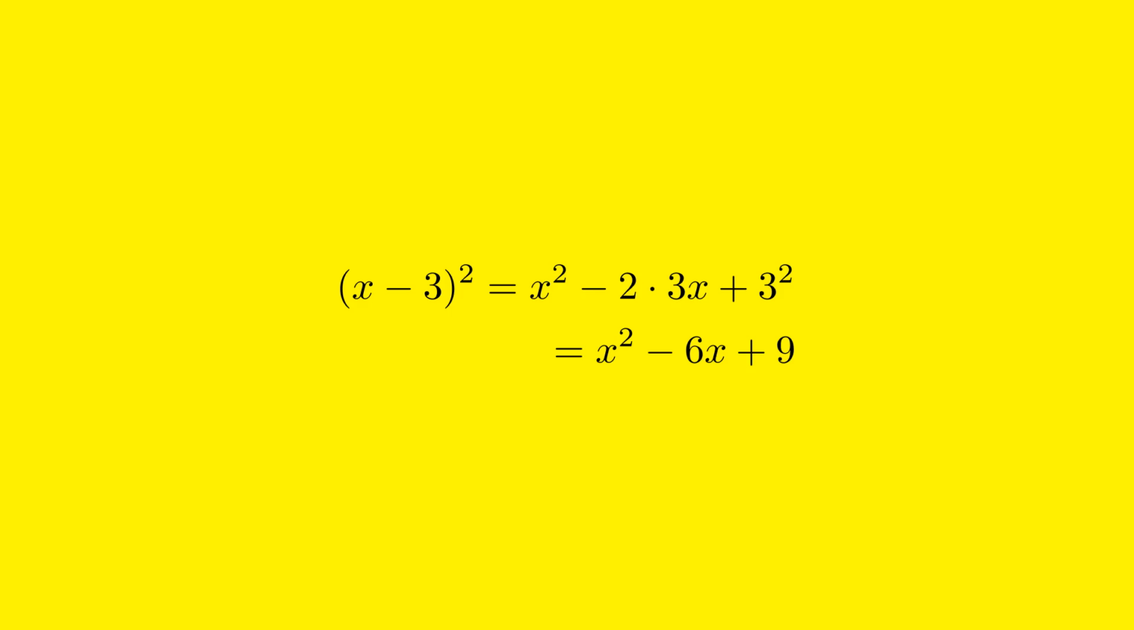Squaring x gives us x squared. Multiplying x by 3 gives us 3x, and when we double that, as the formula requires, we get minus 6x. Squaring 3 gives us the 9 at the end. Putting these together, we get x squared minus 6x plus 9. This matches the given quadratic expression, so we can conclude that this expression is indeed the same as the square of the binomial x minus 3. Thus, the correct answer is (x minus 3) squared.